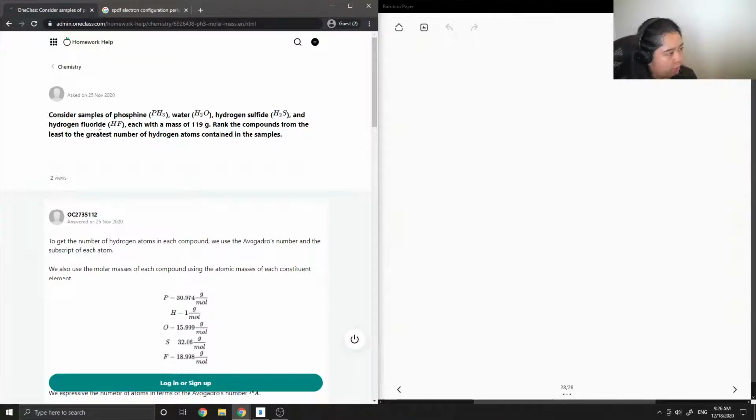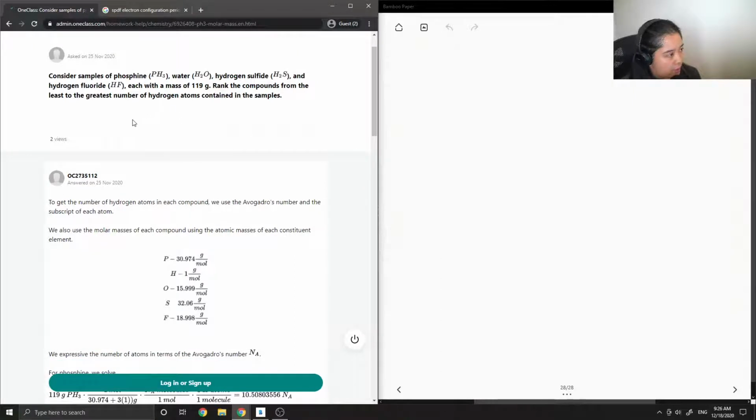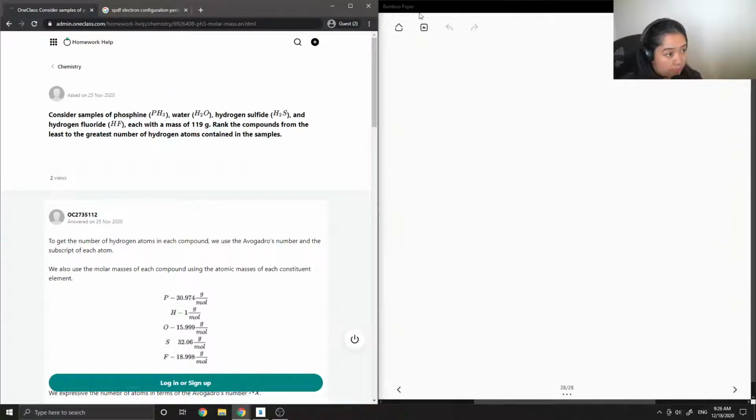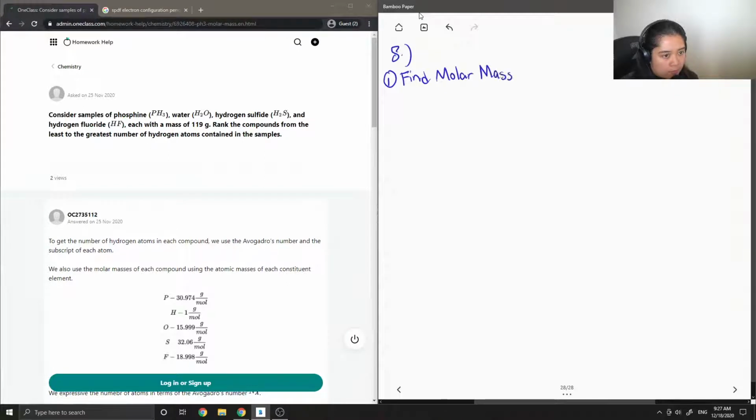Consider samples of phosphine, water, hydrogen sulfide, and hydrogen fluoride, each with a mass of 119 grams. Rank the compounds from the least to the greatest number of hydrogen atoms contained in the samples. Okay, so we just need to find out basically the mass percentage of hydrogen in all of these different samples. So this is a multi-step question. First we want to find the molar masses of each of these compounds. Okay, so step 1 is to find the molar masses.